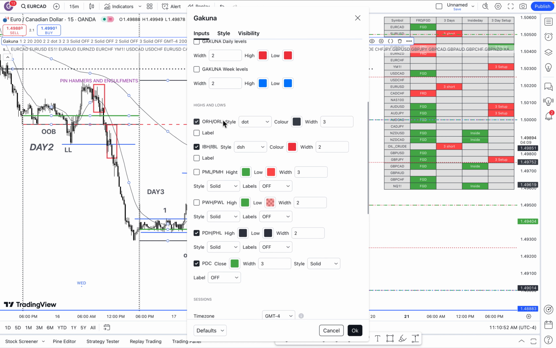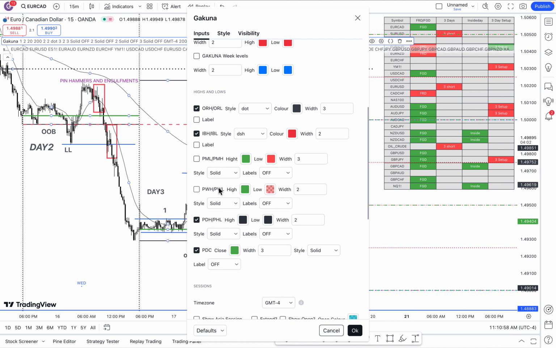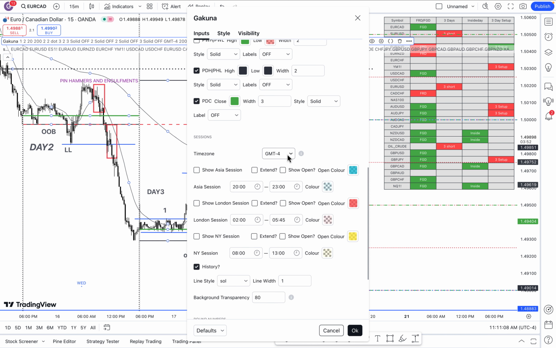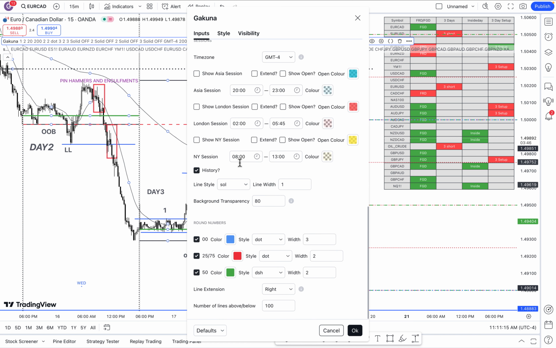Now we have the opening range high and opening range low, the previous month's high and low, the previous week's high and low, and the previous day's high and low. We have the closing price of every day, which is the green line you can see on the chart. We also have the time zones. You can change the time zones and extend the time. All of this is here for you.